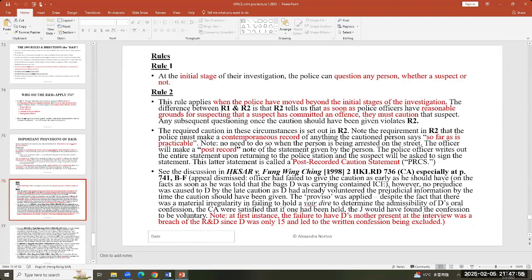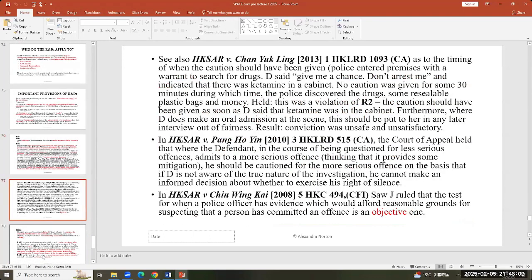So what that meant is the boy's written record of interview was excluded for the breach of Direction 5, but we still have the problem of the oral confession. And that was found to be admissible, even though there was a caution that was given late in time. So I've also put a couple of cases for you here on late cautions. You can take a look at those.